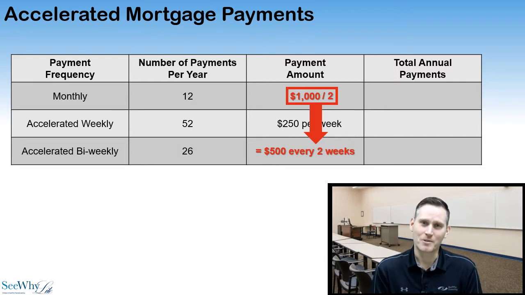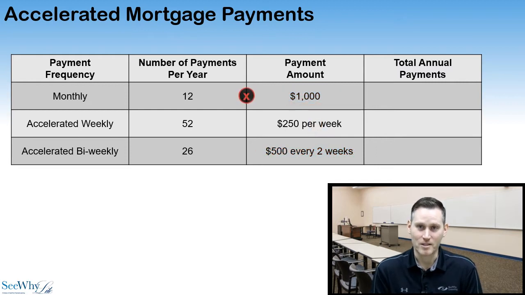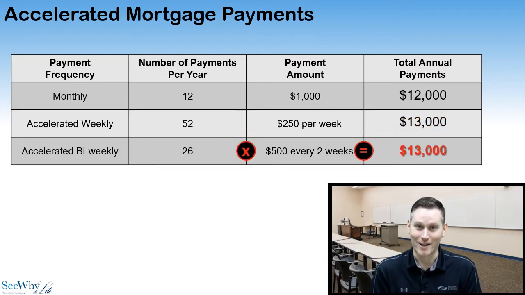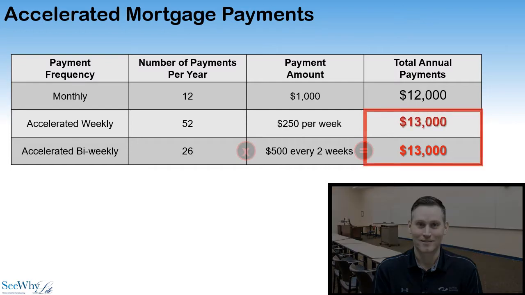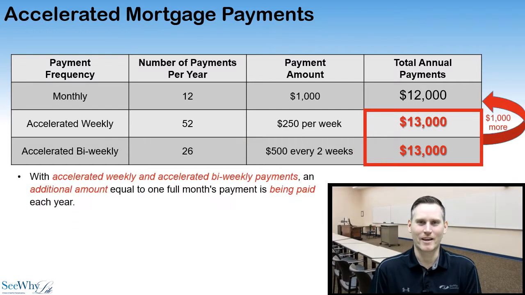An interesting thing comes to light when we fill out the total annual payments. 12 monthly payments times $1,000 is $12,000. 52 weekly payments times $250 is $13,000. And 26 bi-weekly payments times $500, also $13,000. Notice that with accelerated weekly and accelerated bi-weekly payments, an additional amount equal to 1 full month's payment is being paid each year.